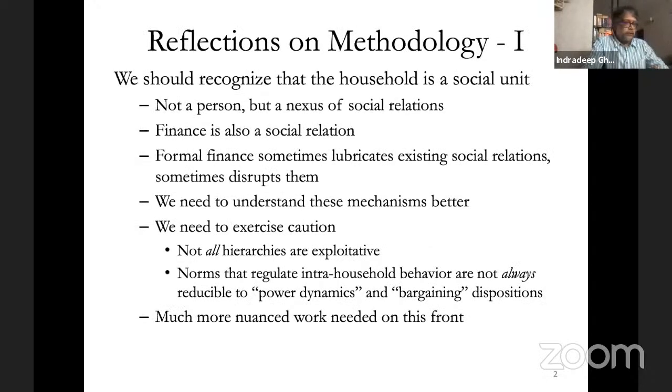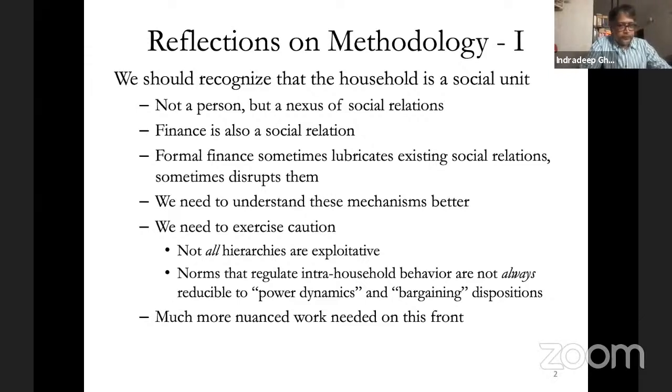So the first methodological point I will make is that we need to understand that the household is a social unit as much as it is an economic unit. The household is not a person, but a nexus of social relations, and the household itself is embedded in a nexus of social relations at the level of the community. Now, finance is also a social relation, and we can think of formal finance as sometimes lubricating these existing social relations and sometimes disrupting them. Now, you might think that some of those existing relations probably should not be lubricated by formal finance. And equally, you might think that some of those existing social relations should not be disrupted.